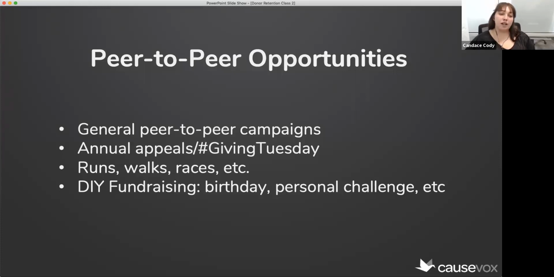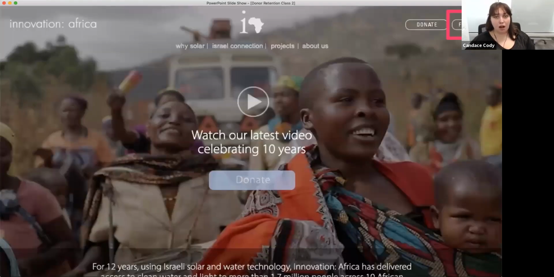And there's also DIY fundraising. So giving your donors the opportunity to donate their birthday, personal challenge. And so this probably brings to mind Charity Water's Donate Your Birthday campaign. Such a powerful tool to activating your donors to become advocates for you. I really like Innovation Africa. For the first couple things I see on their website, their main calls to action are donate and fundraise.